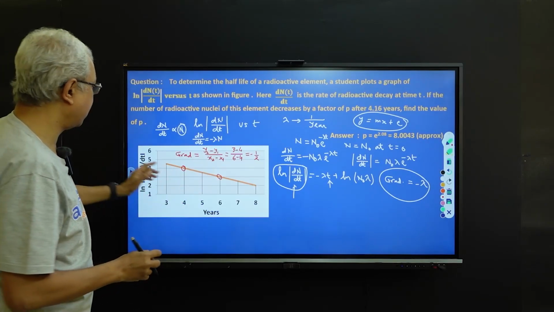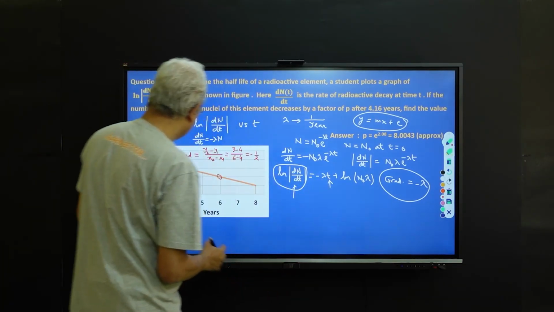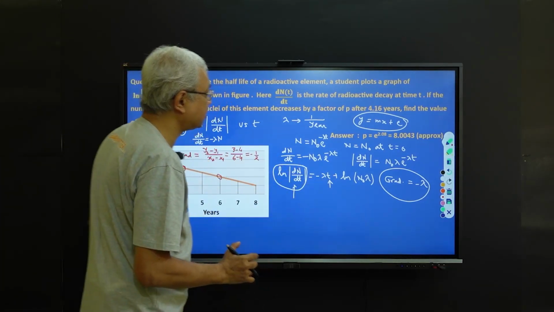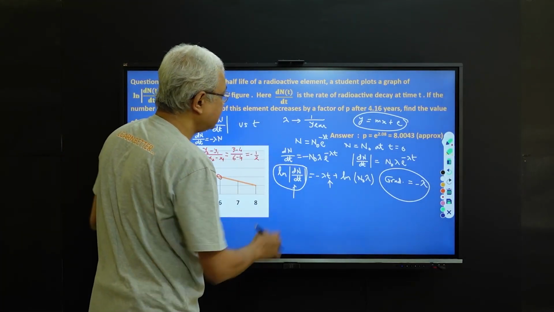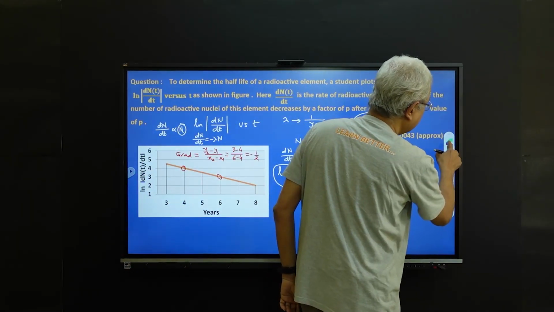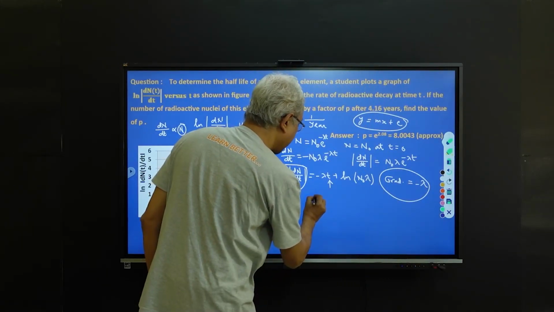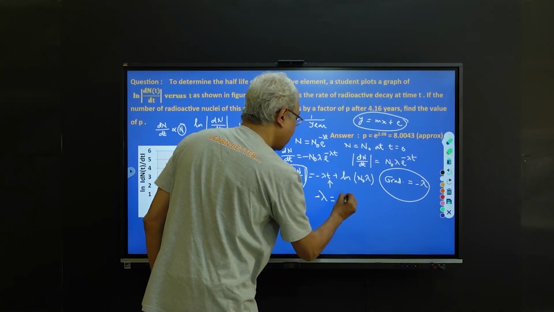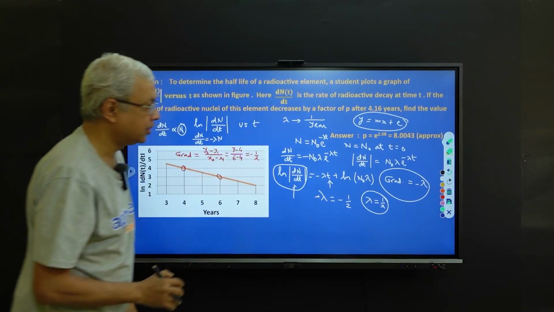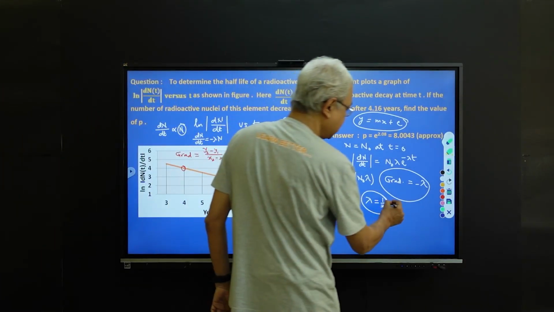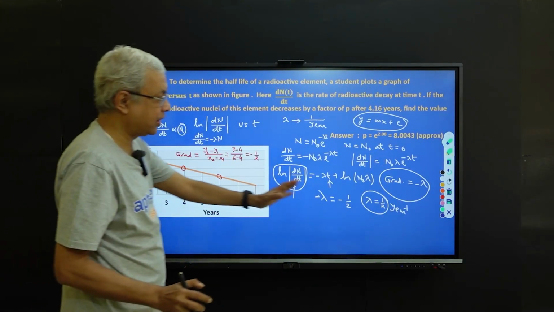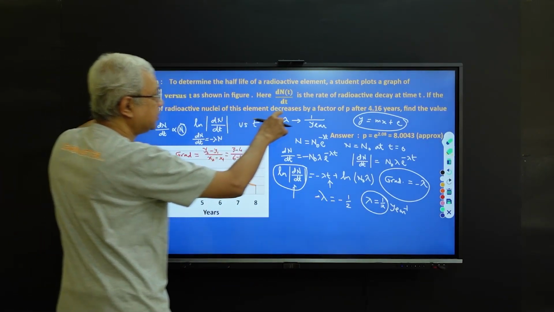So this negative of half, as we have already theoretically established, for such a graph where ln mod dN/dt is plotted against t, the gradient of this line is actually negative lambda. Therefore, negative lambda is equal to negative half, or lambda is equal to half. And the unit is year to the power minus 1. This much I know. Now, once I find lambda, then what is the question?